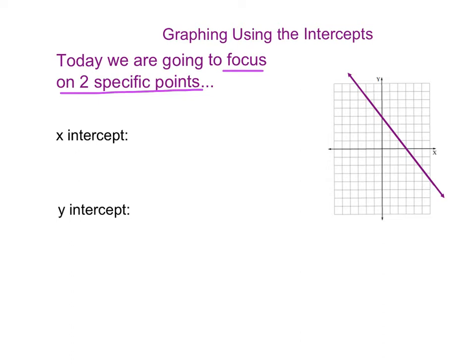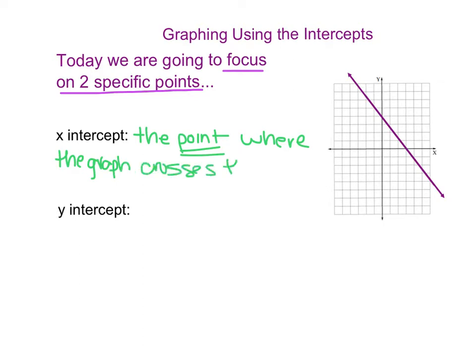The x-intercept is the point, and notice that it's a point. You need to know that the x-intercept is a point. The x-intercept is the point where the graph, our line, crosses the x-axis. Remember, the x-axis is this horizontal number line here. The point where our line in purple crosses the x-axis is called our x-intercept, and on this particular graph, it's the point x is 3, y is 0.